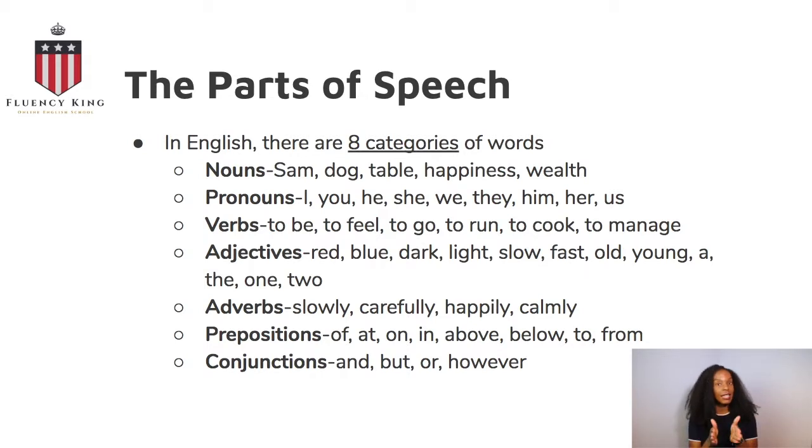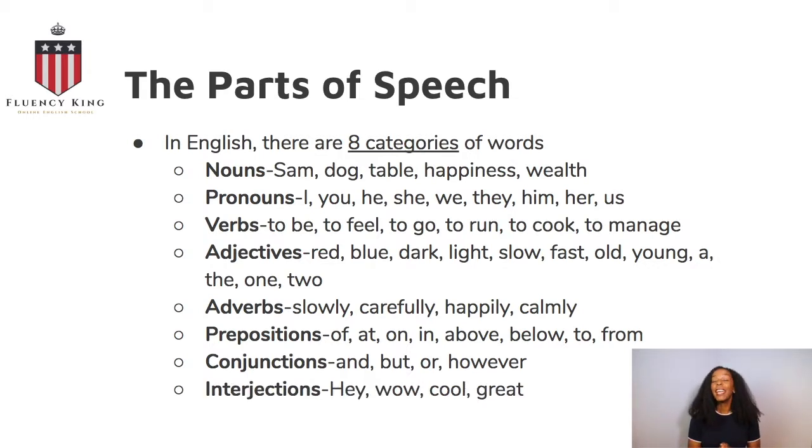Conjunctions are those words that connect your sentences together, like and, but, however, and or. And interjections are those fun words that we throw in there like wow, great, amazing. Just little one-word things that describe our emotions and help us show how excited we are.